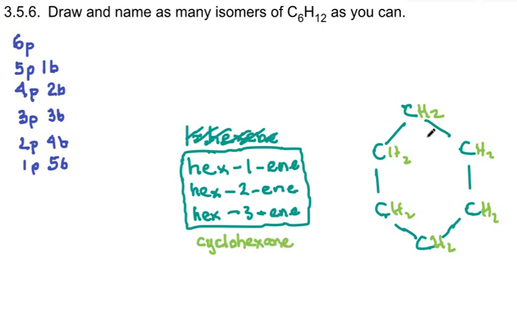In this case, you get rid of two hydrogens, not because you've got a double bond, but because when you bend this around and make it a ring, the two carbons on the end that have to grab onto each other each release a hydrogen, and that brings us down from C6H14 to C6H12. So, we have successfully found 4 isomers so far.